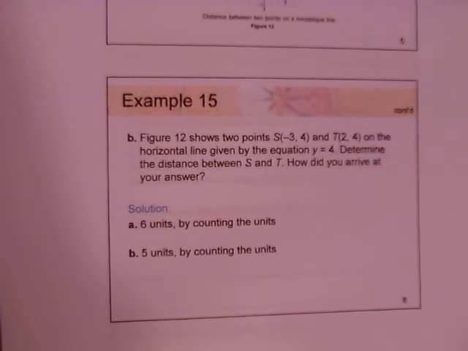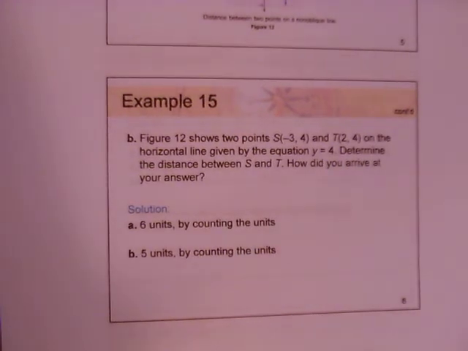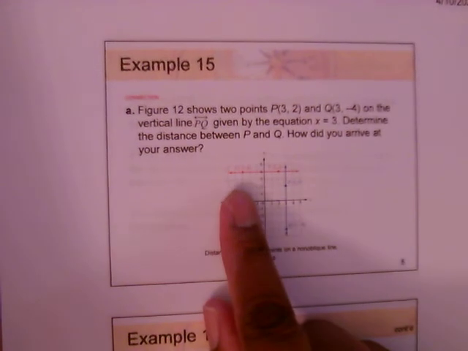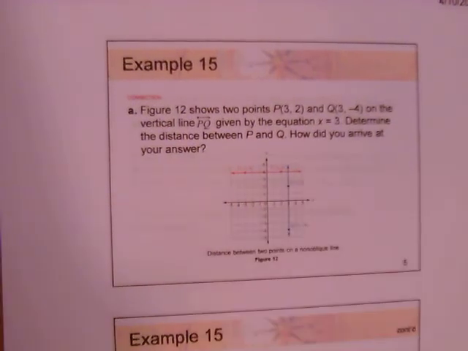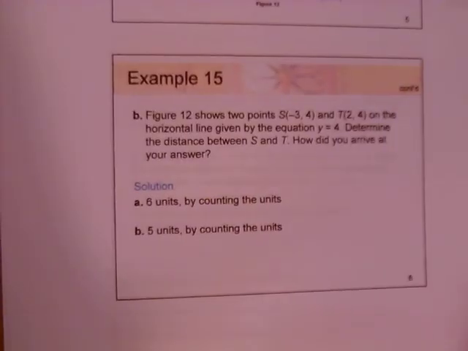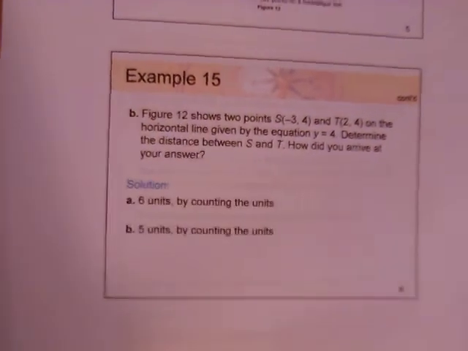In part B, you have 2 points, S, which is (-3, 4) as an ordered pair, and T, which has the coordinates (2, 4) on the horizontal line given by the equation y = 4. I want to determine the distance between S and T. Here's S and that's T. If you start from S and count 1, 2, 3, 4, 5, you'll see the distance between S and T is 5 units. We just did that by counting those units.